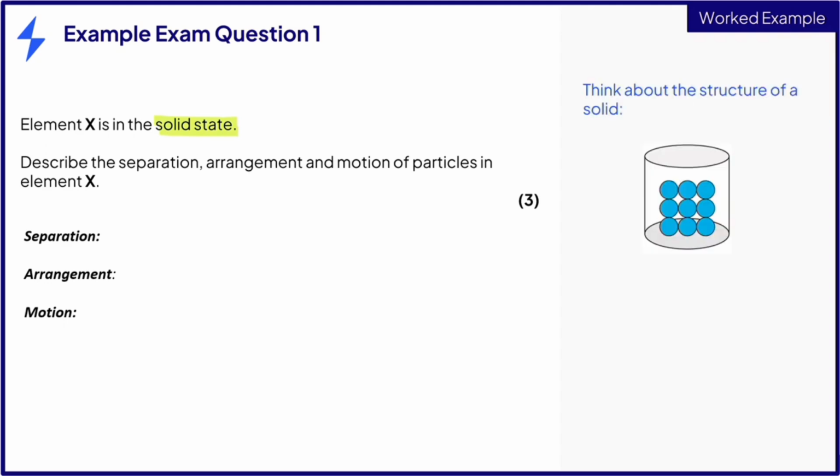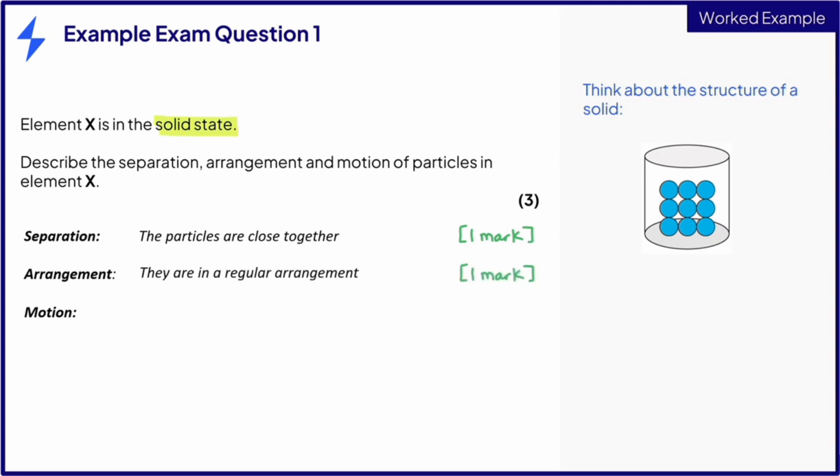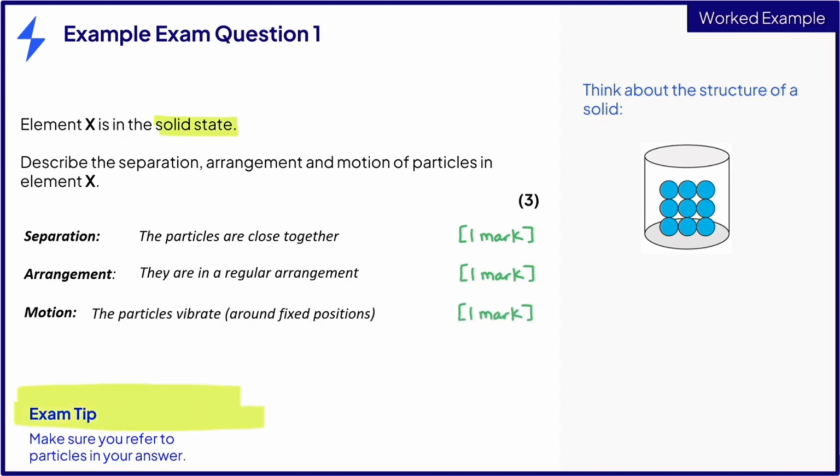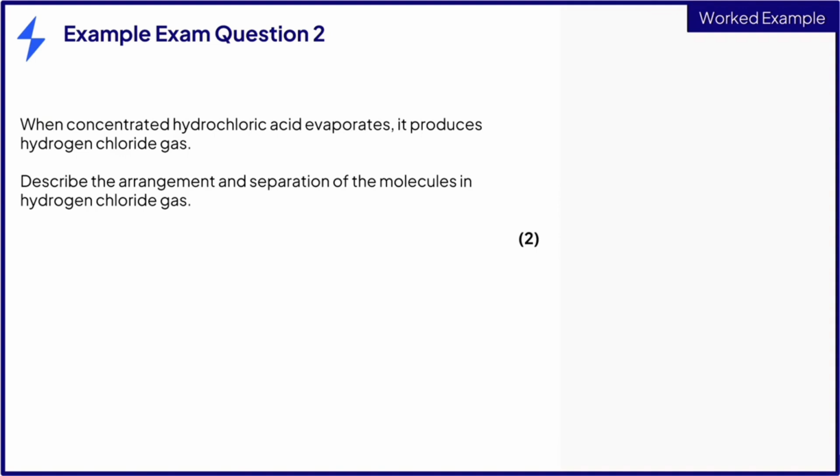Looking at this model, we can see that the particles are close together, which answers the separation element of the question for 1 mark. The particles have a regular arrangement, which will score your 2nd mark, and they are unable to move properly, they just vibrate around fixed positions, which scores your 3rd mark. Make sure for any question on states of matter that you refer to particles within your answer, instead of generic terms like they.